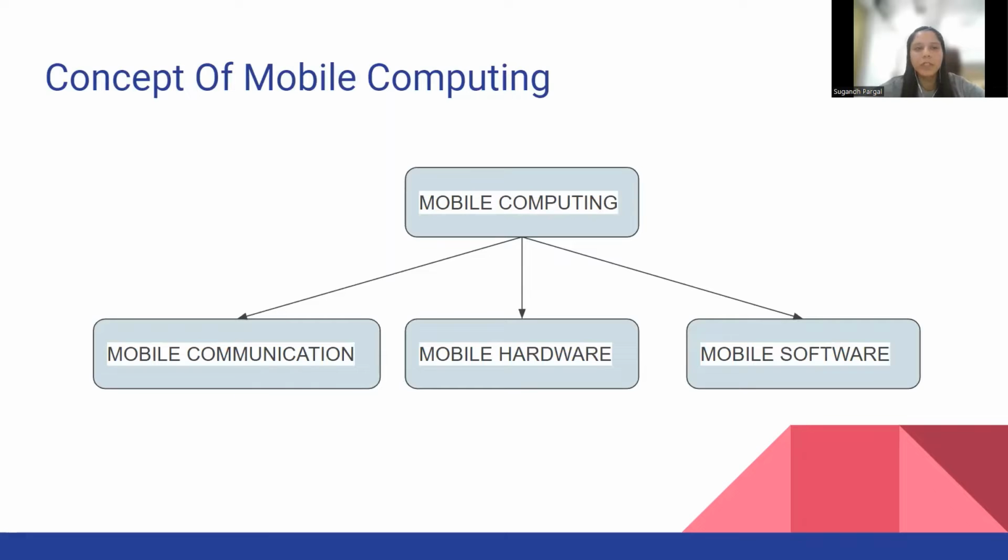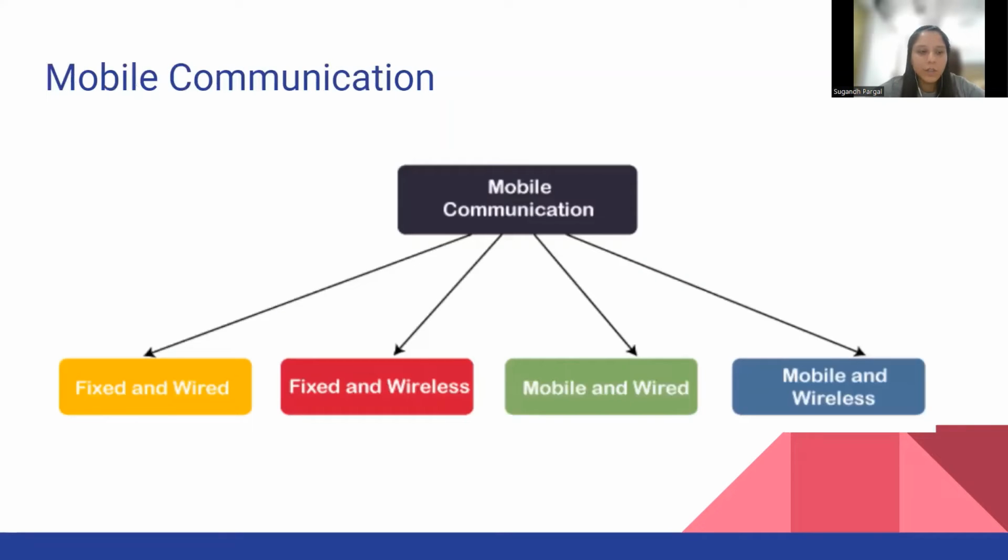Now we will further discuss the concept of mobile computing. As you can see, mobile computing has certain components. One is the mobile communication, another one is the mobile hardware, and the third is mobile software. First, we will start with the mobile communication.